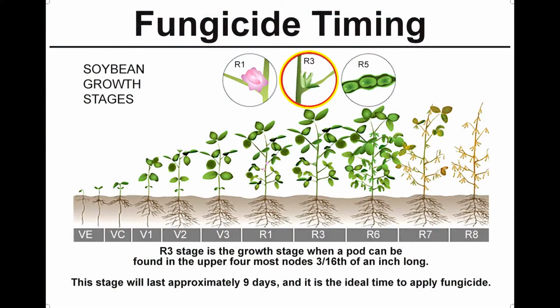As we heard in the corn fungicide trial, timing is everything. We want to hit that R3 stage, which is when we can see a pod that is at least 3/16 of an inch in the top 4 nodes. It's go time. This stage will last approximately 9 days. Remember, we don't want to go out too early in R1 and R2, or we might decrease our chance of seeing our return on investment.